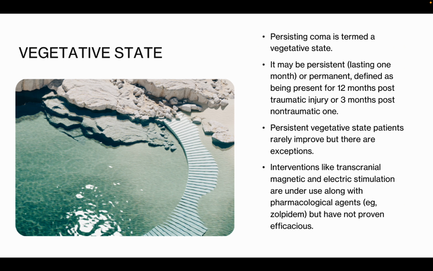So for obviously traumatic ones, you will even know it could be because of an RTA, or a road traffic accident, or any other injury, for example a gunshot. And for non-traumatic ones, you can have any cause. Basically, it could be a tumor, it could be a bleed, it could be a stroke. So persistent vegetative state patients, you have to understand, are in a bad shape. Obviously, they rarely improve, but there are exceptions, and we have seen it in case reports here and there, but normally it does not happen.